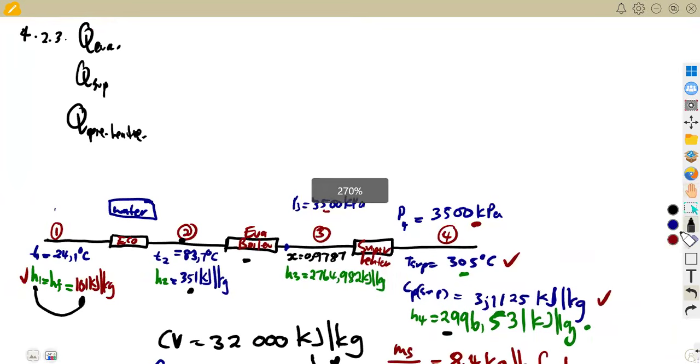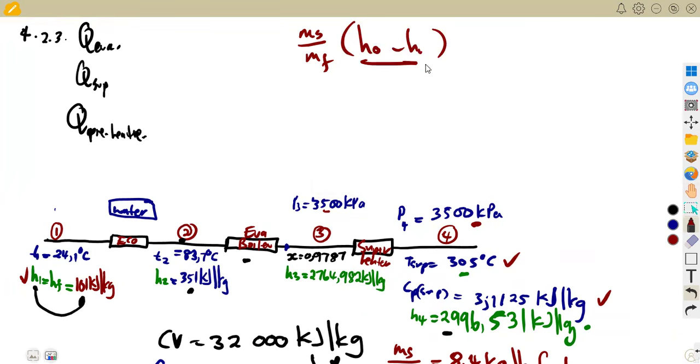How did we find this? What was the concept? Remember, we're saying the mass of steam over the mass of fuel. But what affects here now is the output minus the input. To that, what is affected? Output minus input. So in this case, we're talking about the evaporator. The output of the evaporator is H3. The input to the evaporator is 2. So it's going to be H3 minus H2.